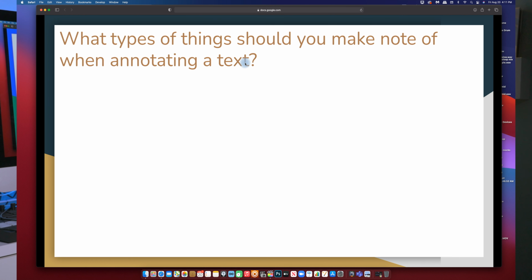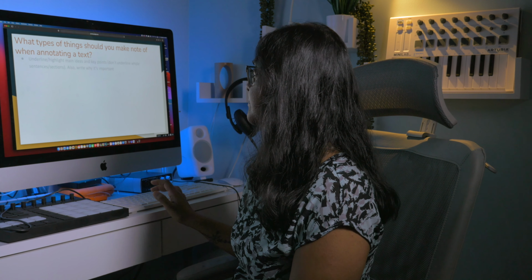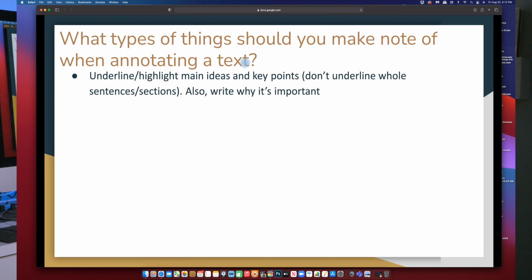So the very first thing we want to talk about is what types of things you should be taking note of when you are annotating a text. Whenever you're reading something, you want to sit there with pen and paper, or if you're using an iPad, export the document to something that you can take notes on, and you want to do these things as you're taking notes. You want to underline or highlight main ideas and key points. Try not to underline whole sentences or sections, and also write why it's important.